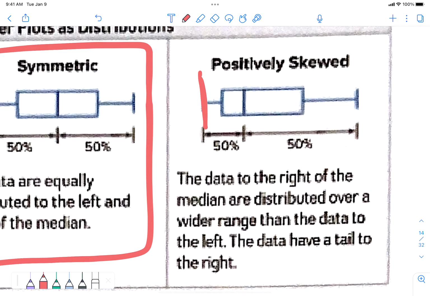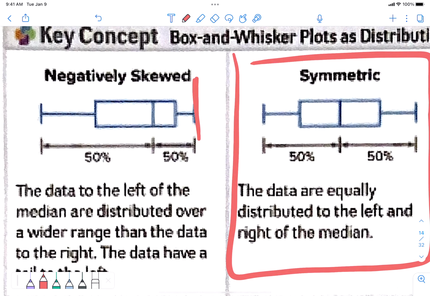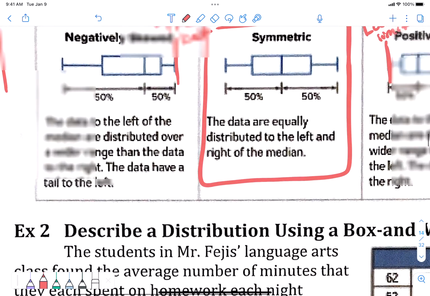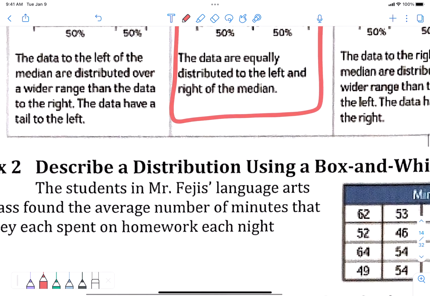So this is where you have a lower limit. Like yesterday I said, heights of preschoolers are limited at the lower end because you can't go negative for heights. An upper limit would be like grades. So negatively skewed might happen when you have the upper limit of 100% for a grade. So it's kind of the same as yesterday, but instead of a histogram, it's a box and whisker plot.